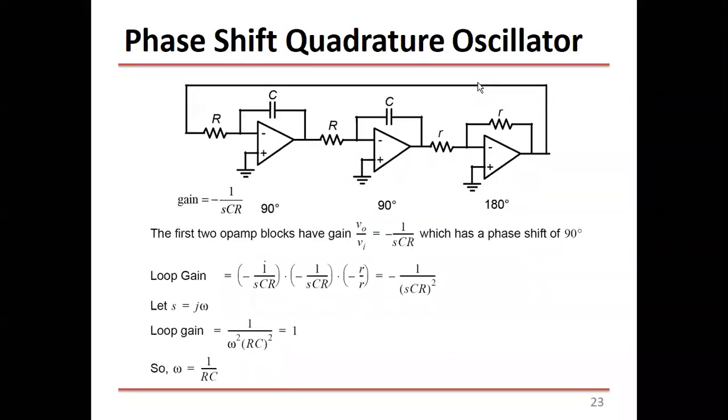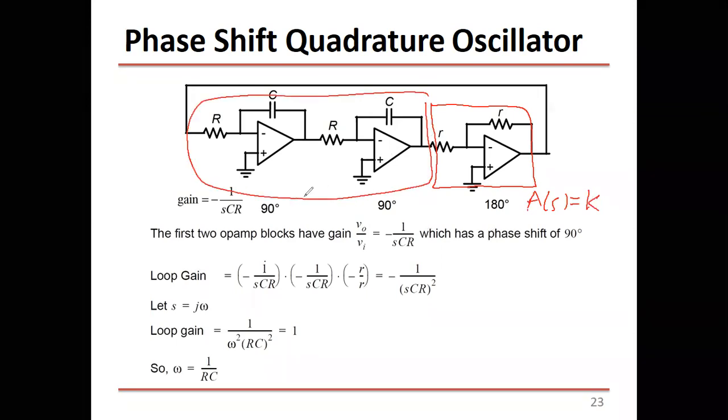Okay, now we move to the second circuit, which is the phase shift oscillator. Sometimes you call it phase shift quadrature oscillator or phase shift oscillator. Well, this phase shift oscillator consists of, as you can see, this is A of S, which is K, and this circuit here is B of S. And as you can see, how much is the gain of A of S?